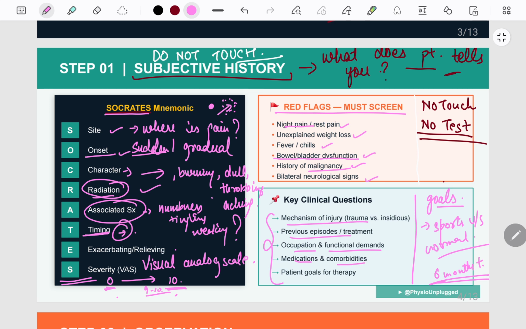Then medication and comorbidities, if they have been on any medication and if they are already having any comorbidities. Then of course patients go for therapy, as I've said before.